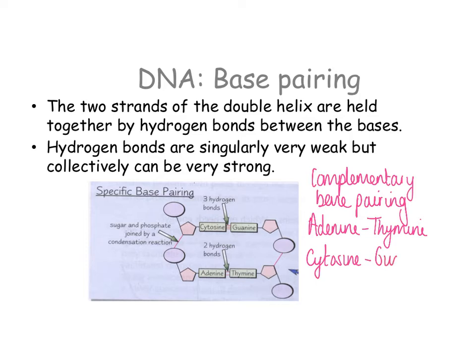But we haven't looked at the bond, and the bond that holds the strands together is hydrogen bonds. And we know about hydrogen bonds from our first topic. Hydrogen bonds are quite weak, but collectively they are very, very strong together. Between cytosine and guanine, we have 3 hydrogen bonds, and between adenine and thymine, we have 2 hydrogen bonds.